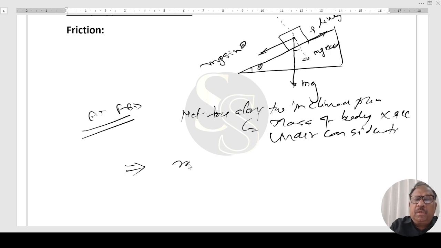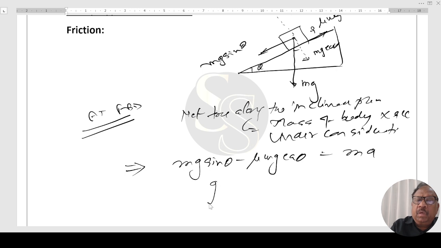So mg sin theta minus mu mg cos theta, because the motion in this direction is dominating than this, is equal to m into a. m cancels with m. g sin 60 degree, theta is 60 degree.